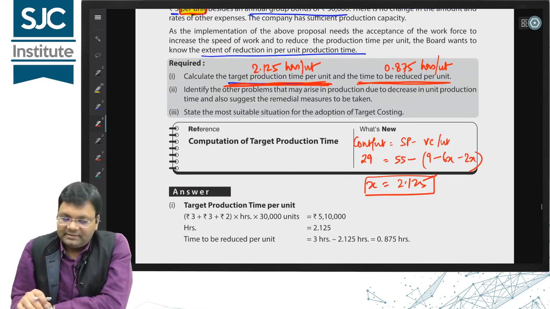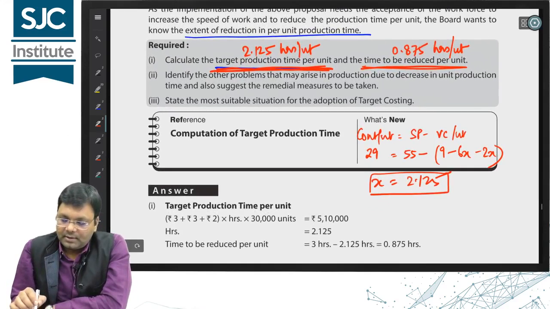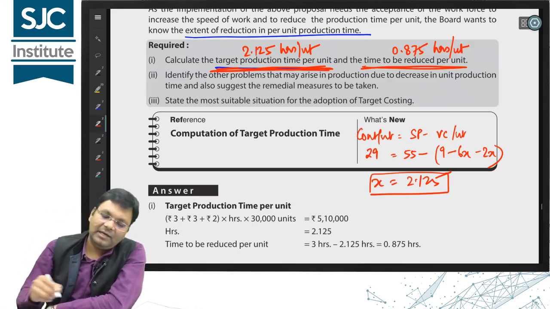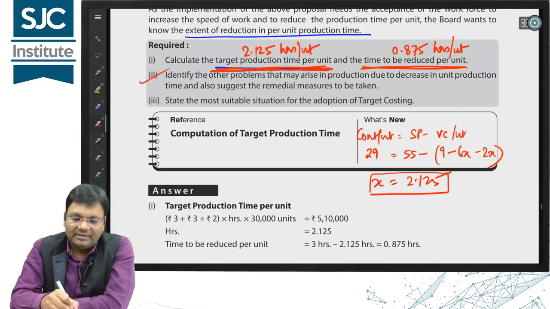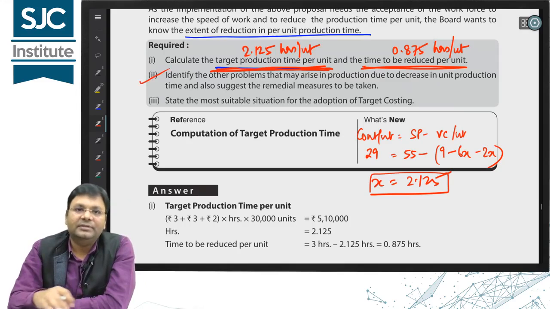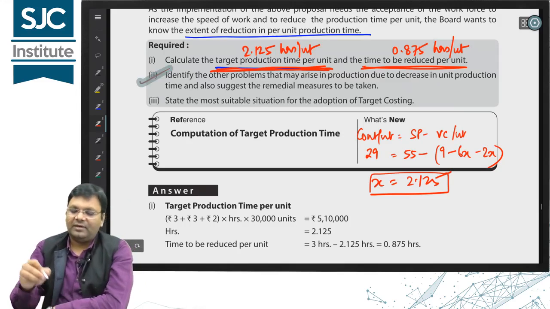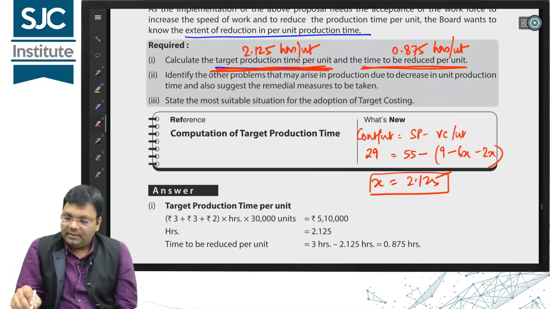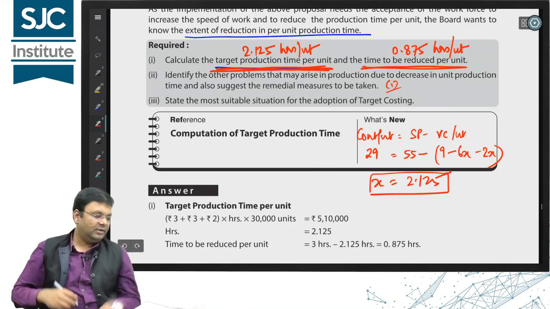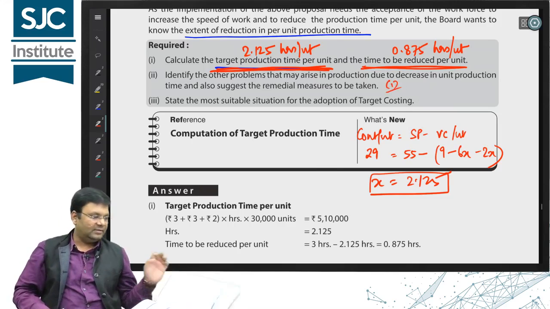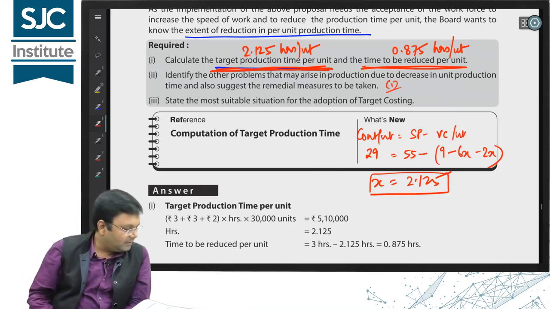So what do we have next? Identify the other problems that may arise in production due to decrease in unit production time and also suggest the remedial measures to be taken. Now you love calculation, but you don't like this identification and comments, and as usual this will be of more marks than the calculation. So other problems, what can come due to decrease in unit production time? Any idea? Can you give some idea without reading the answer? What problem can come?